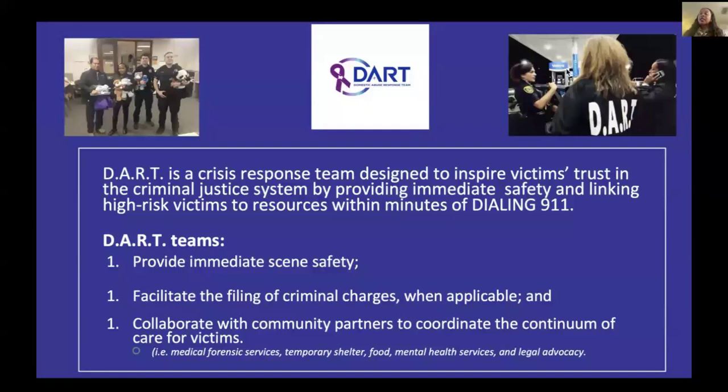DART teams provide immediate scene safety. They facilitate the filing of criminal charges when applicable, and they coordinate with community partners to coordinate the continuum of care for victims, like medical forensic services, temporary shelter, food, mental health services. Forensic examinations are done as a part of the DART process. That was key because many survivors didn't want to go to the hospital, didn't have transportation, didn't have insurance. And so at least by being seen by a medical forensic nurse, they are able to get an upfront idea about where they are health-wise.